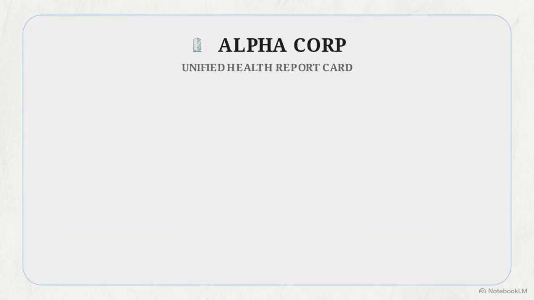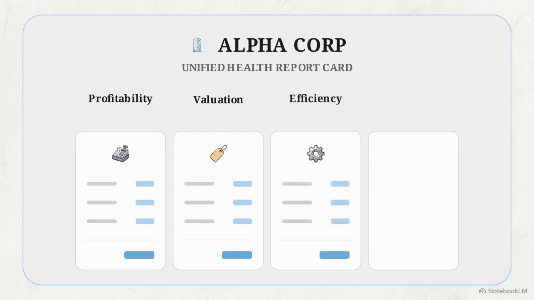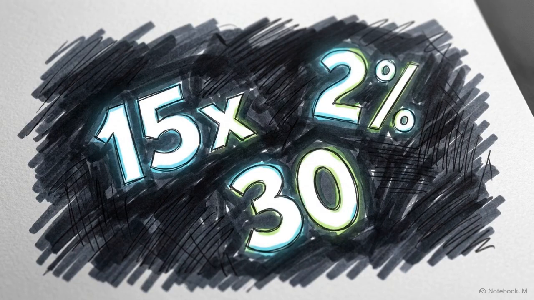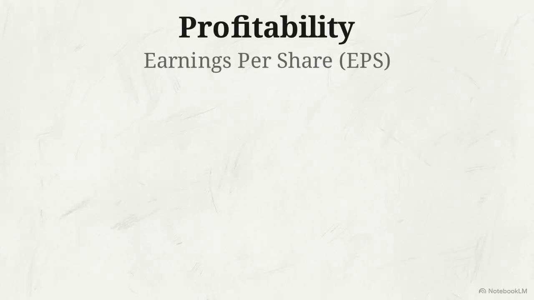To fix this, we are going to evaluate a fictional business, let's call it Alpha Corp, using a unified health report card. We will analyze it across 4 connected pillars: profitability, valuation, efficiency, and shareholder return. By linking these pillars together, we build a continuous chain of logic. We stop looking at random numbers in a vacuum and start building a reliable diagnostic tool that works for any publicly traded company. We start with profitability, and the absolute baseline metric is earnings per share, or EPS.